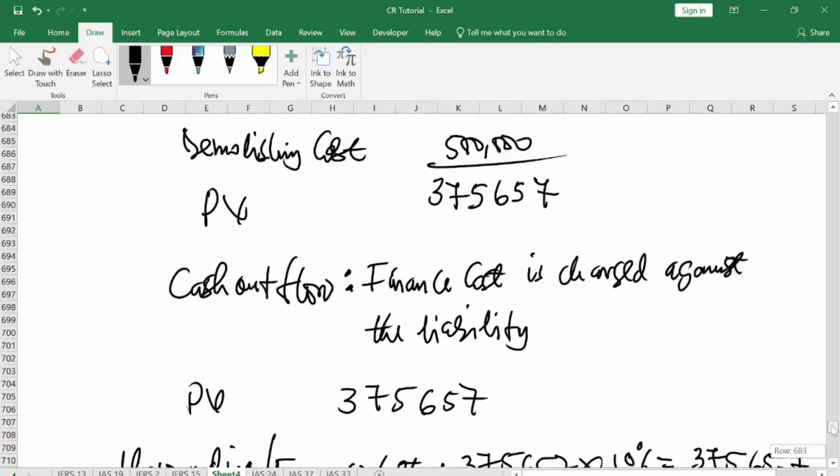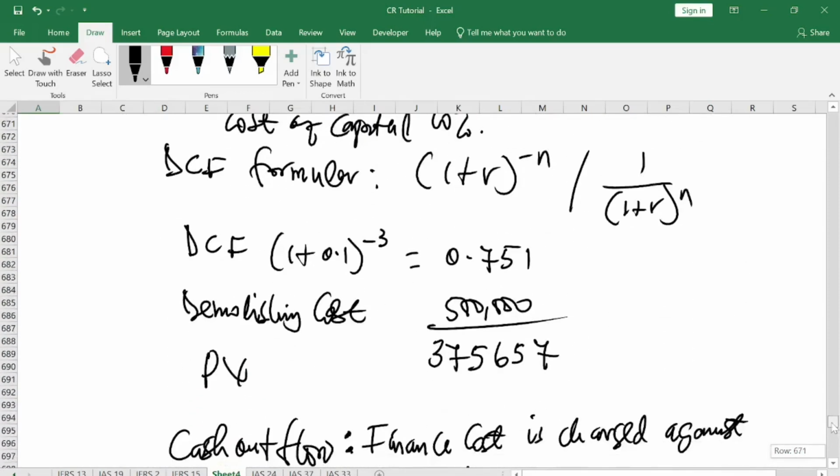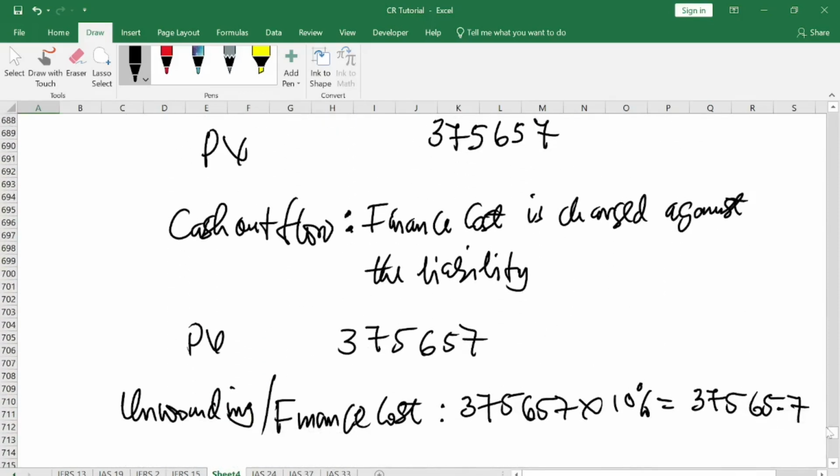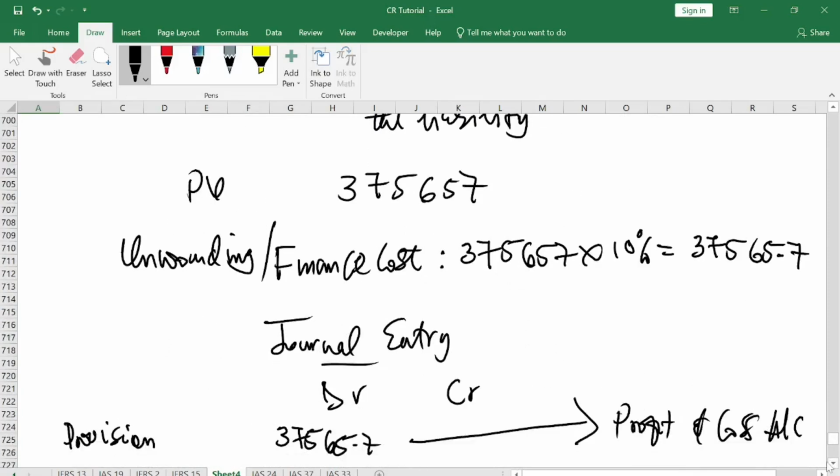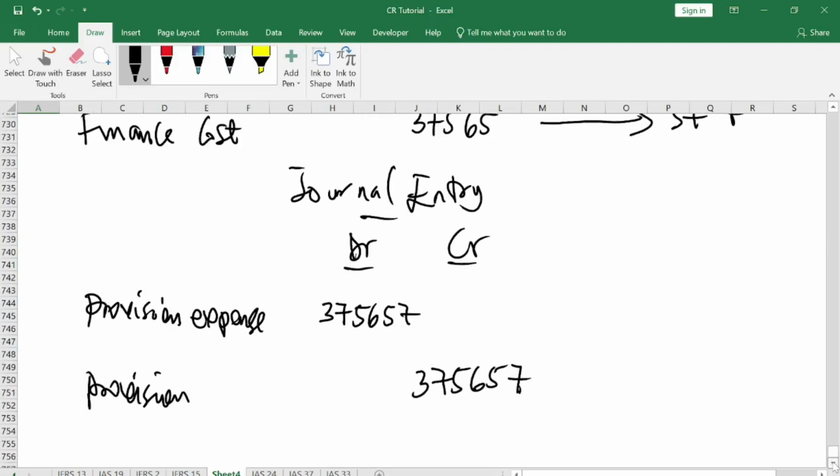If it's one accounting year, it is simple. After you are done with the discounting and you have your present value, you charge the finance cost, or unwinding, on it. That gives you the finance cost. Then you take this one to P&L, and the other one to the statement of financial position. So I've done the journal entry.